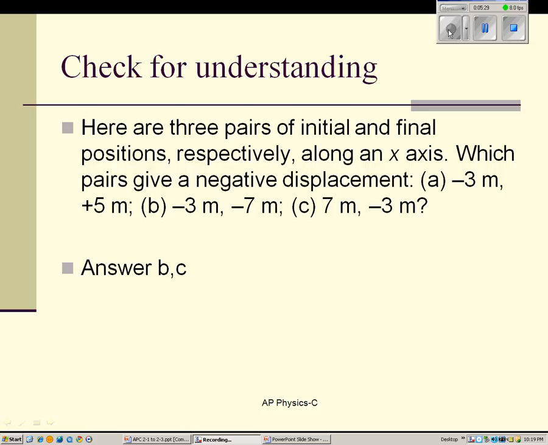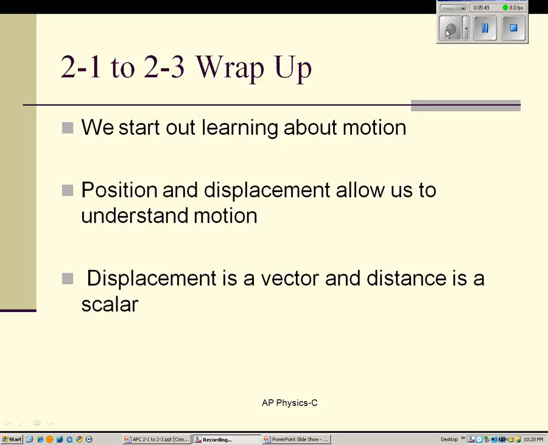Pause the video. So hopefully you end up with an answer of this right here. The answer is B and C because B is a negative 4 meter displacement and C is a negative 10 meter displacement. So to wrap up what we've learned here so far, we start out learning about motion. Position and displacement allow us to understand motion, and displacement is a vector and distance is a scalar. This last sentence is one of the bigger ideas of this section of this chapter.